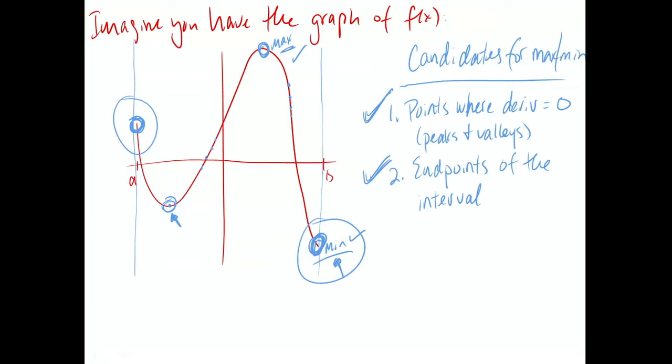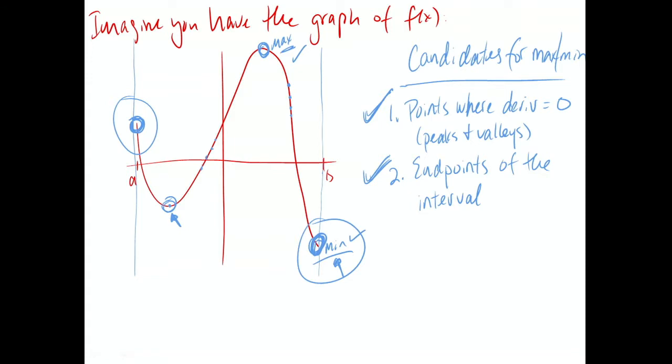That's it. If you can make a list of all those candidates, and there won't be that many of them, then all you really need to do is investigate each one. You don't even need a graph to do this. You can just have the function itself. Plug them in and check, okay, who's the biggest, who's the smallest? That's it, I'm done. All right?